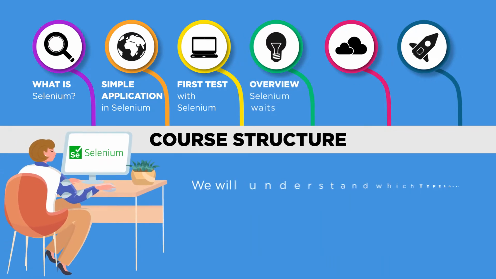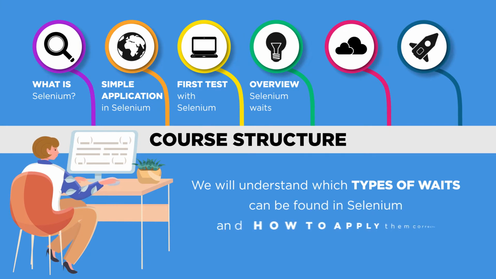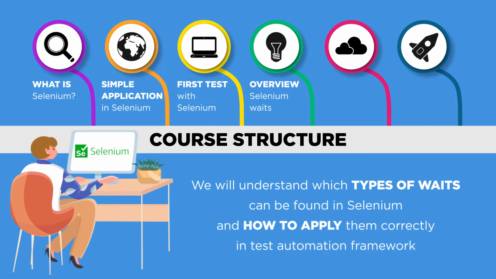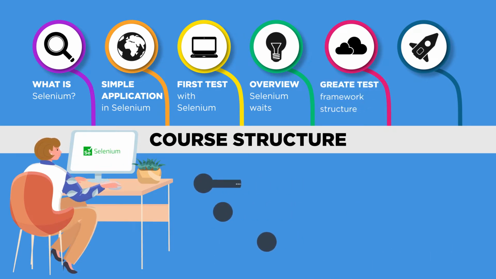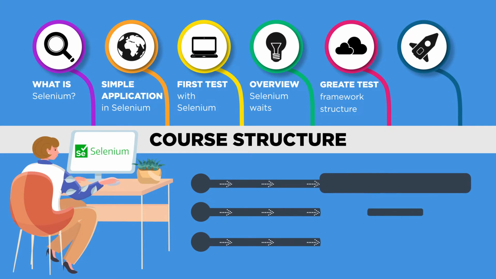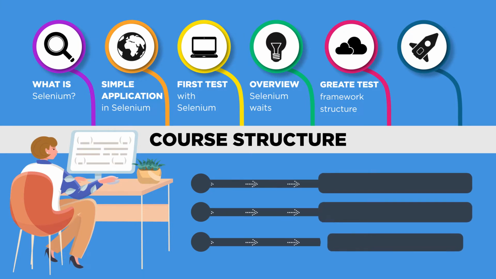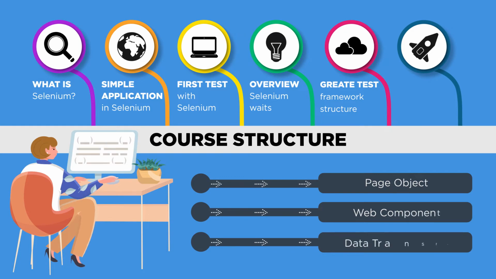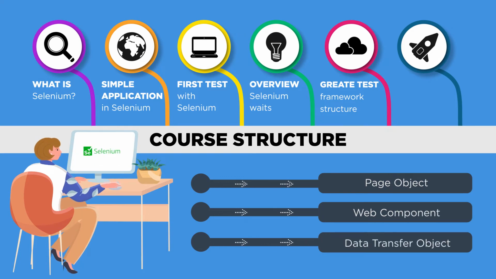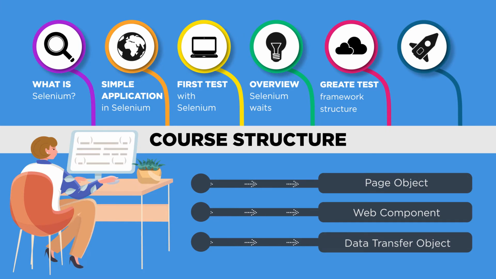Then, we will understand which types of waits can be found in Selenium and how to apply them correctly in a test automation framework. Afterwards, we will create a structured test automation framework with the help of the most common test automation patterns. We will consider the page object, web component, and data transfer object concepts to improve the verbosity of our tests and accelerate the new test development process.